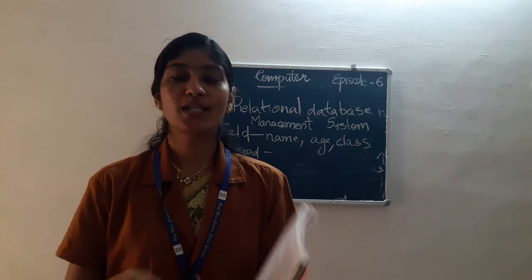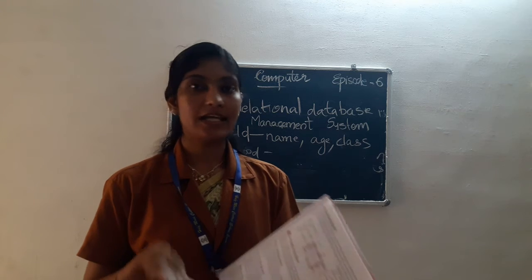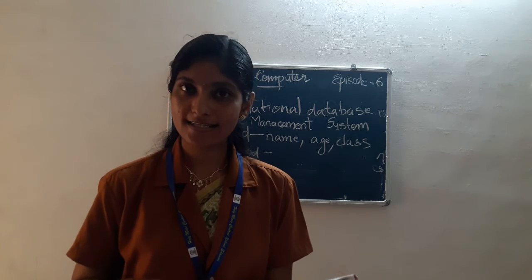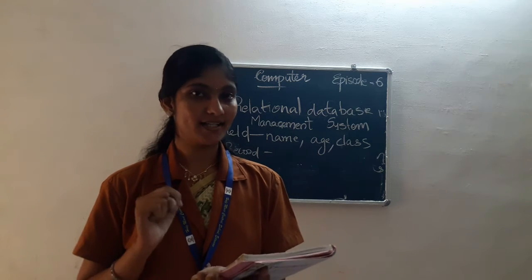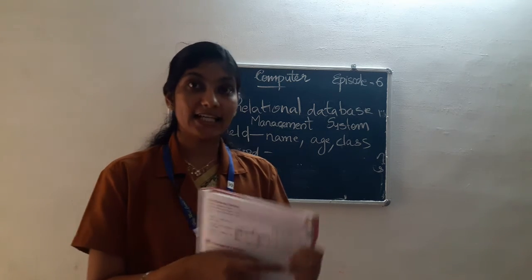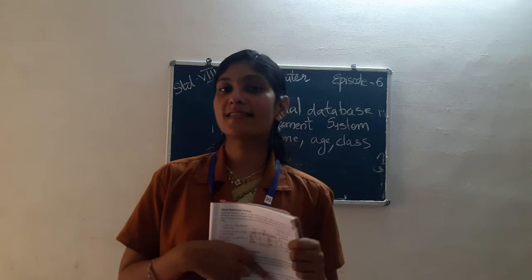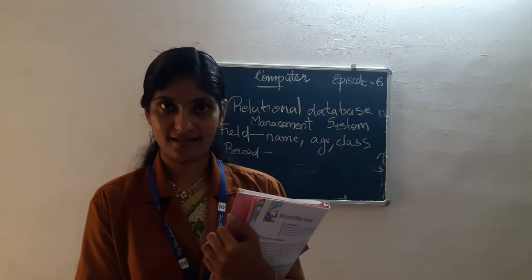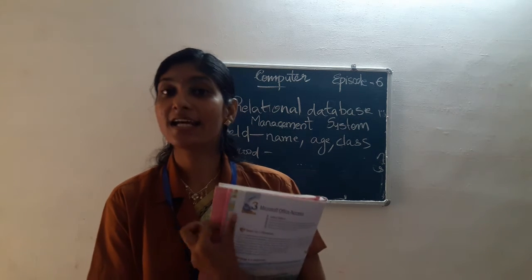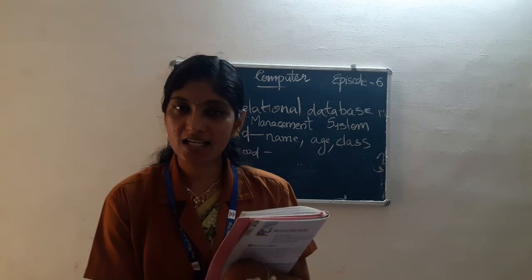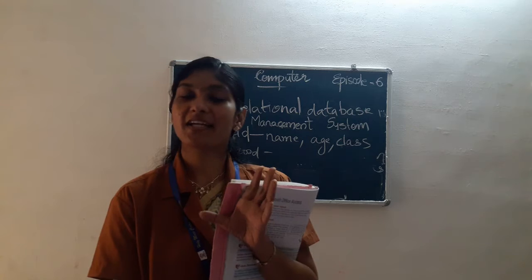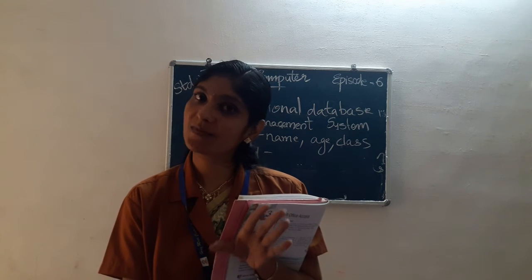That is another record. So this table contains 4 records. Now you can understand what a field and a record are. The collection of records is known as a table. That means a group of records is known as a table. And in a database there are many tables. A collection of tables is known as a database.